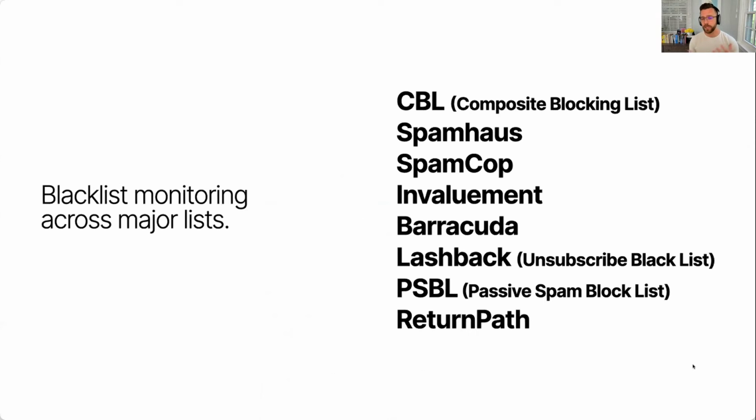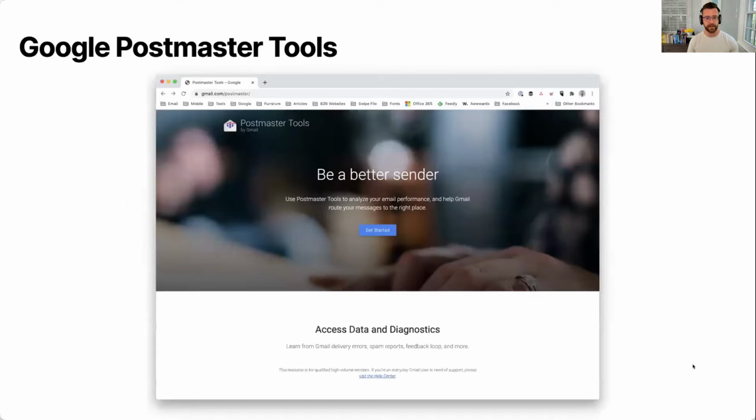How do you monitor this? There are some really great tools out there. If you just Google deliverability monitoring tools or blacklist monitoring tools, you will find services that can help you understand, hey, are we on these lists? And if so, figuring out which ones you're on and working with that provider to make sure you can be pulled off of that list. So make sure you're monitoring if you are on any of these blacklists.